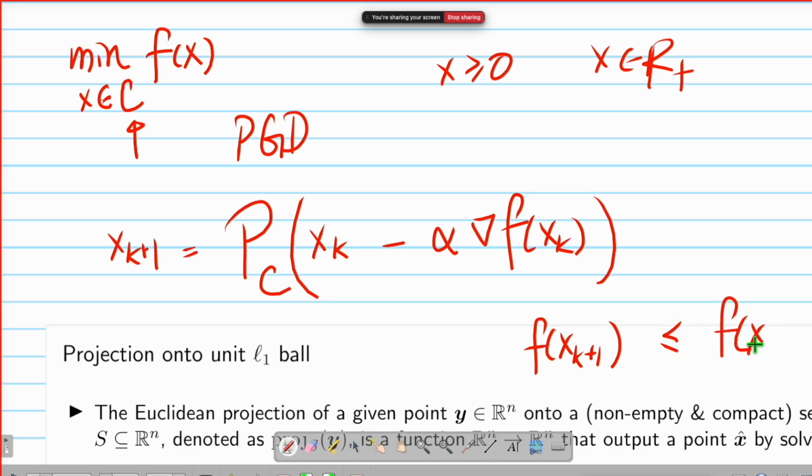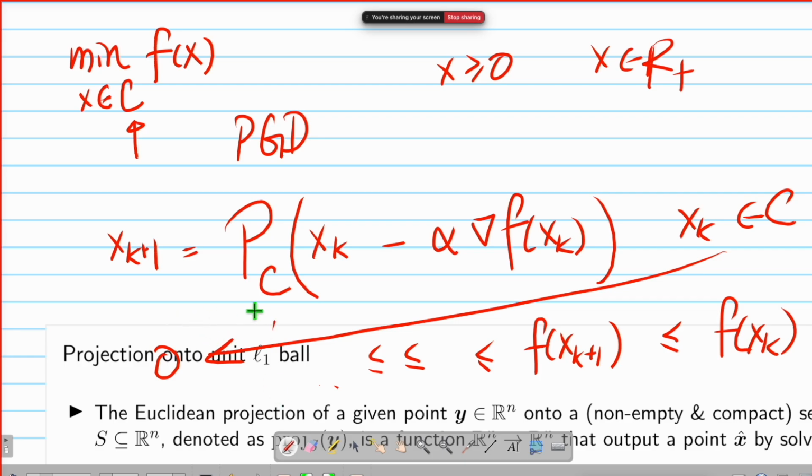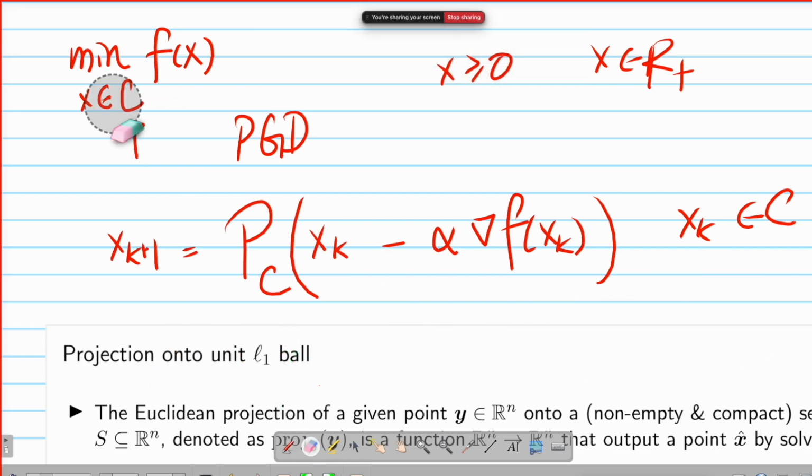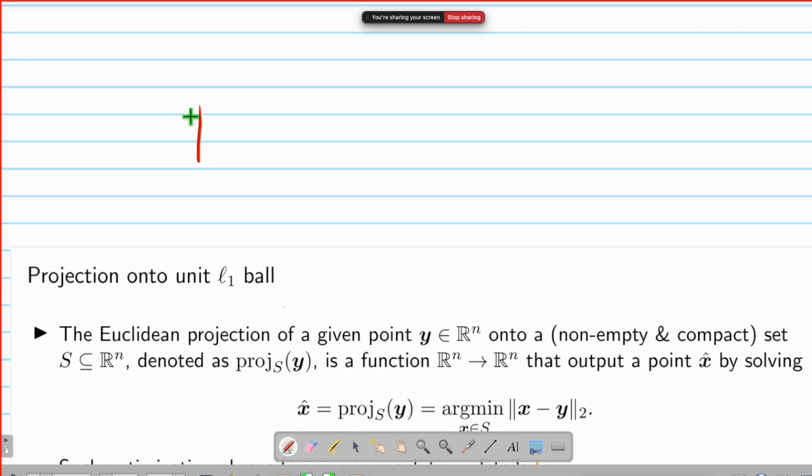So if we do this every time, f of x_{k+1} will go down. This is for any k, and every x_k, whatever k is, is also in C. Then if the limit is 0, the values go down to 0, and you run it for an infinite number of iterations, you get 0 and you solve the problem. And today's focus is what if this C is some complicated thing, for example, an L1 ball. That means we're going to talk about the projection onto C.